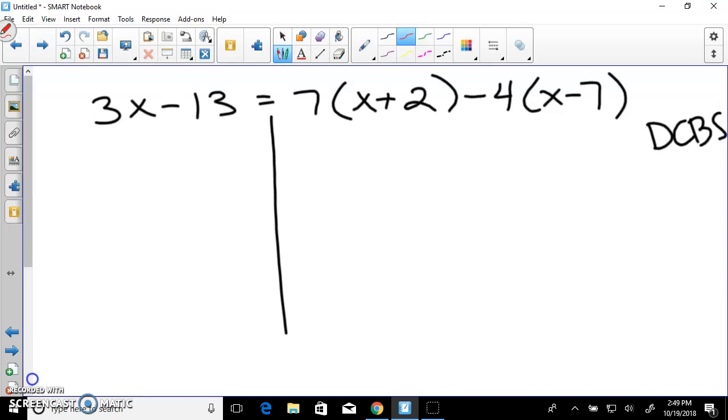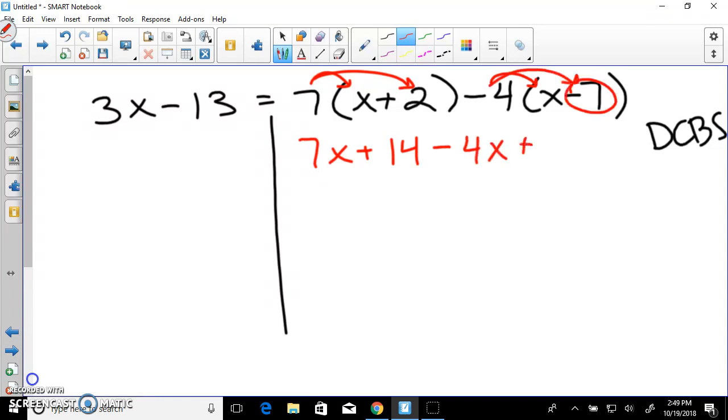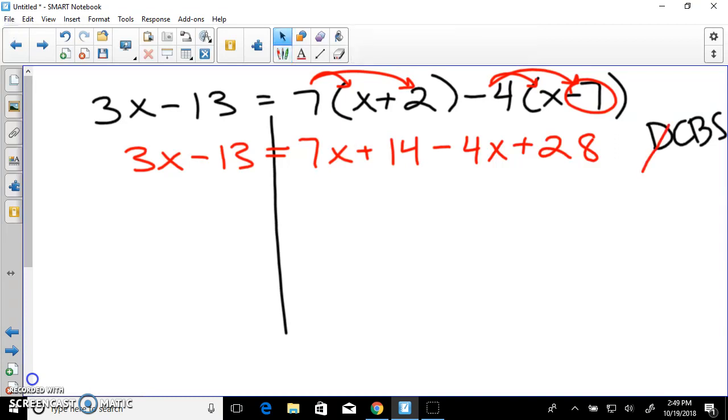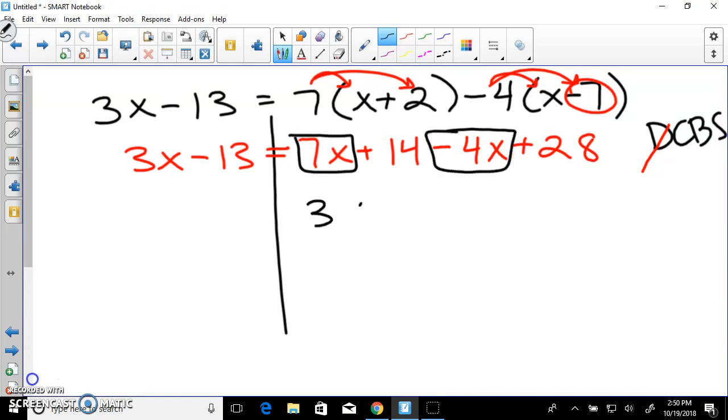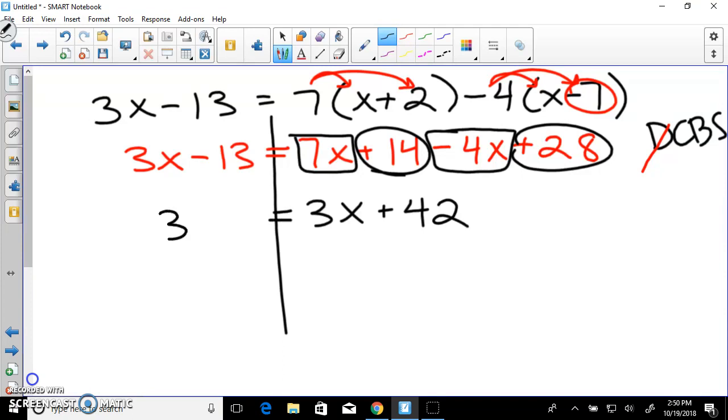All right, we're going to distribute. 7x plus 14. So 7x plus 14. Then we have negative 4x. Negative 4 times negative 7 gives us a positive 28. And then 3x minus 13 stays the same. Combine like terms. I'm going to combine 7x with negative 4x, so that's 3x. Then 14 with 28. That's 42 equals 3x minus 13.